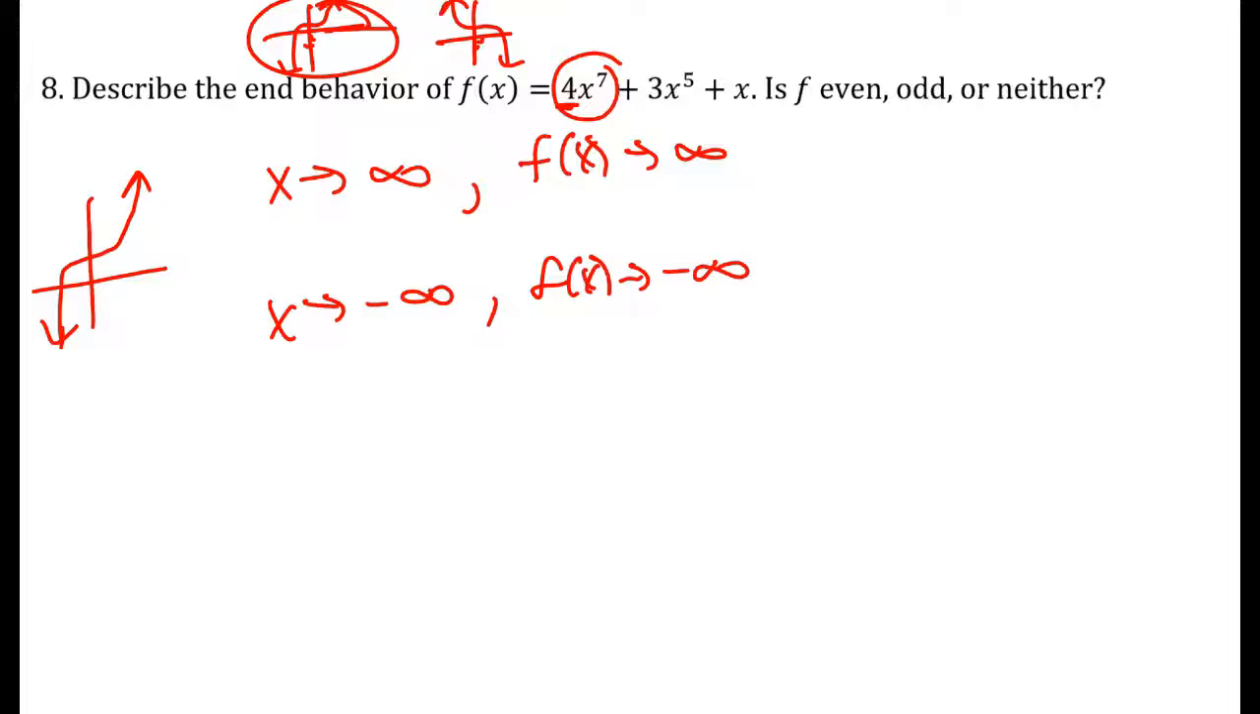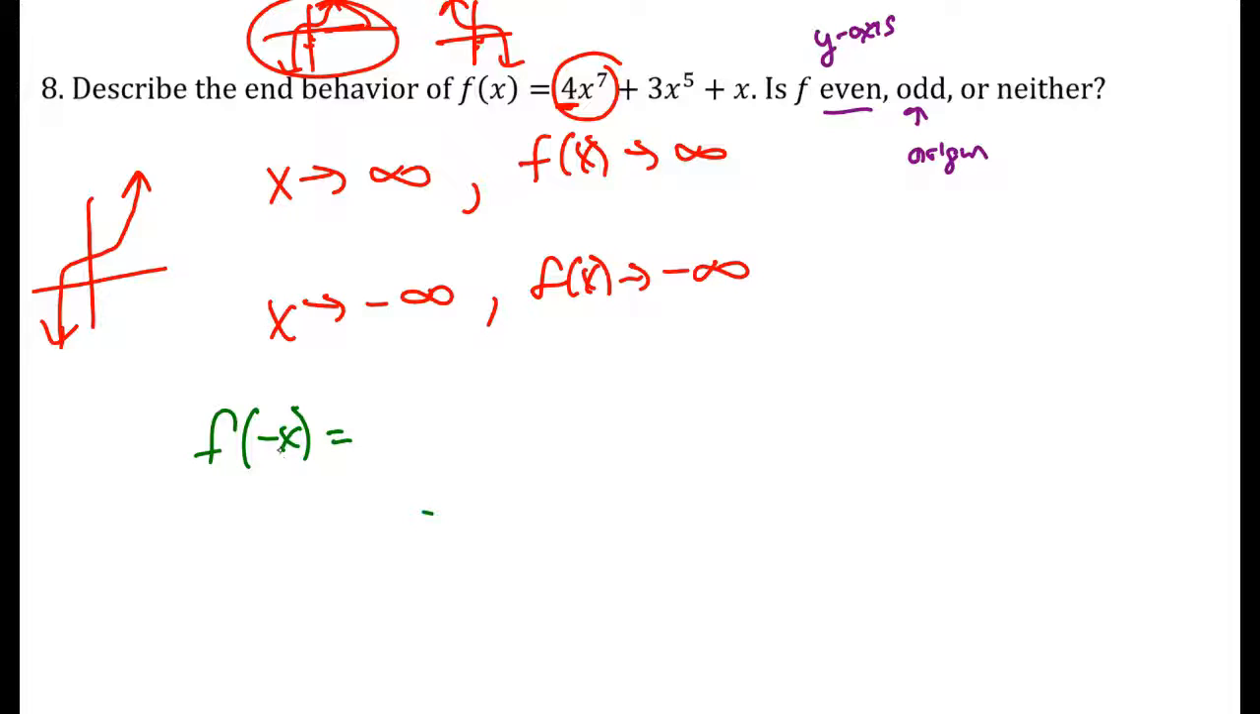Is it even, odd, or neither? So, if a function's even, it's symmetric across the y-axis. If it's odd, it's symmetric about the origin. Neither is if it's neither one of those 2. That's how we can test it graphically. And please feel free to graph f of x and see which symmetry it has, if it has any. Or we can do the algebraic test by saying f of negative x.